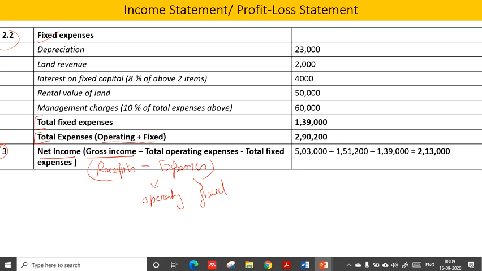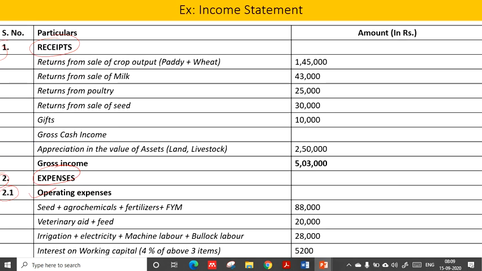Let's go with the contents of this table. First is receipts. He has been cultivating paddy and wheat. By selling paddy and wheat he has got 1,45,000 in the last one year, that is 2019-20. Bharat Singh is the farmer.